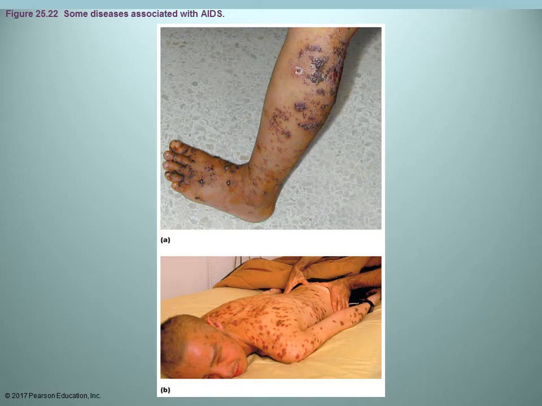As I said, there are different other opportunistic diseases that are associated with AIDS, and there are other more rare infections that typically are seen just with AIDS patients because of the opportunistic fashion of it.